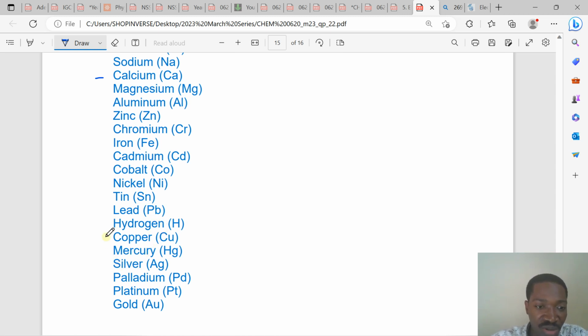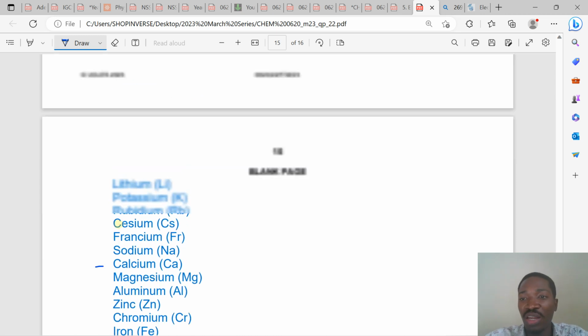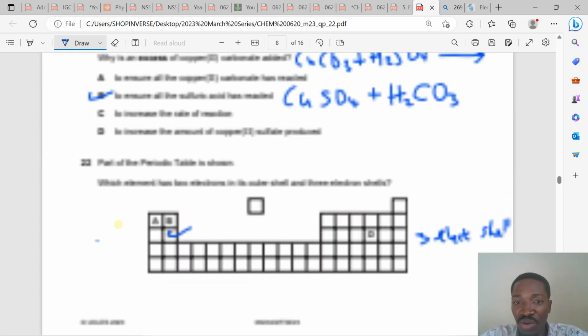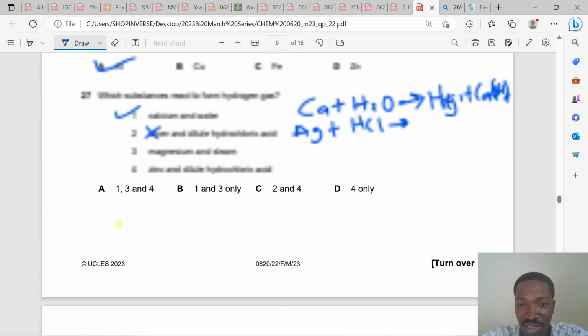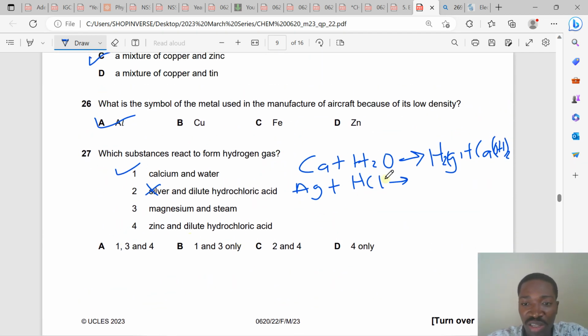So silver is not stronger than hydrogen. It's not more electropositive than hydrogen. So its affinity for participation in a chemical reaction is less than that of hydrogen. So it just remains like this. No chemical reaction will take place.